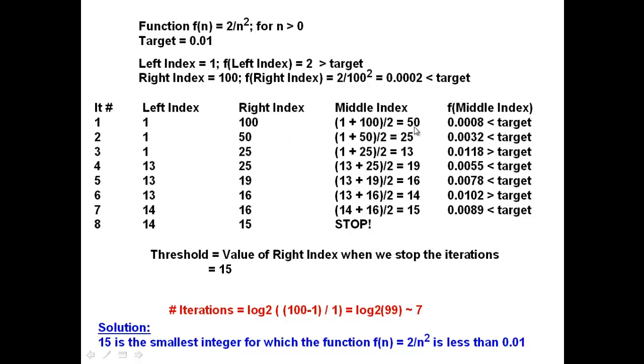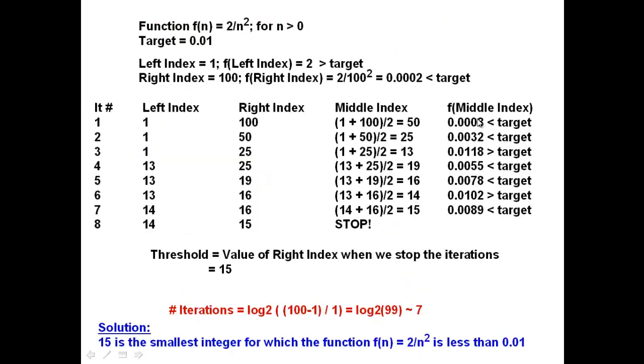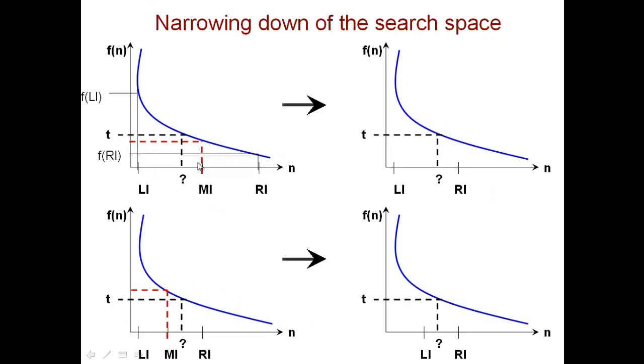Alright, so now what's the function value at 50? 2 over 50 square is 0.0008, which is less than 0.01, that's our target. So that is something like this. At the middle index, we got a function whose value is 0.0008, that is less than the target. So it means the threshold cannot be to the right of this middle index. As you see in this figure, it's a monotonically decreasing function. So the threshold can be only to the left of this middle index, right?